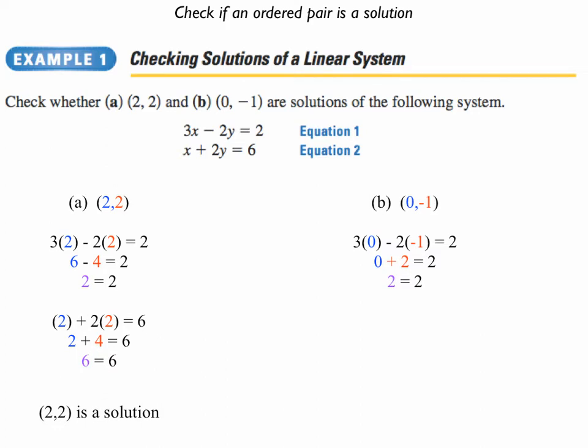But remember, it's important to check both equations. So we substitute (0, -1) into x plus 2y equals 6. The plus 2 times negative 1 is going to make 0 minus 2, and 0 minus 2 is negative 2. But negative 2 does not equal 6. Therefore (0, -1) is not a solution to this system of equations. That's how you can check, and you're going to be expected to do that tomorrow.